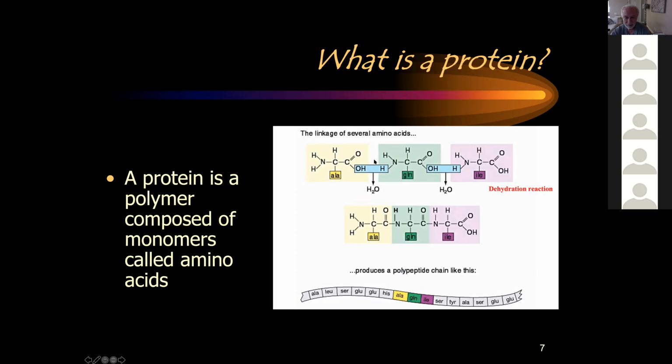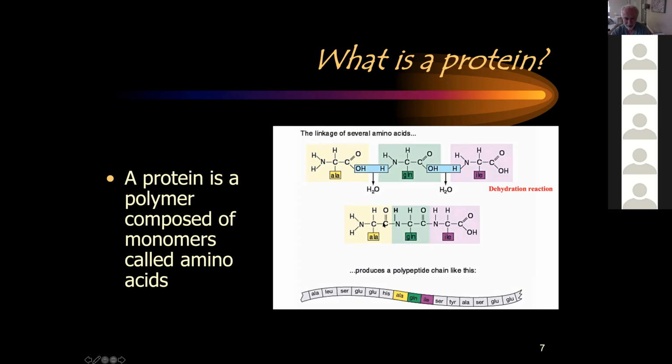And they're joined by peptide bonds, which are made by what's called a dehydration reaction. A dehydration reaction means a loss of water, dehydrated. And where does the water come from? It comes from a hydroxyl on one amino acid and a hydrogen on the other. So if you take these two out, a hydrogen and a hydroxyl, and make water, what's left is a bond between the carbon of one amino acid and the adjacent nitrogen atom of the next amino acid.